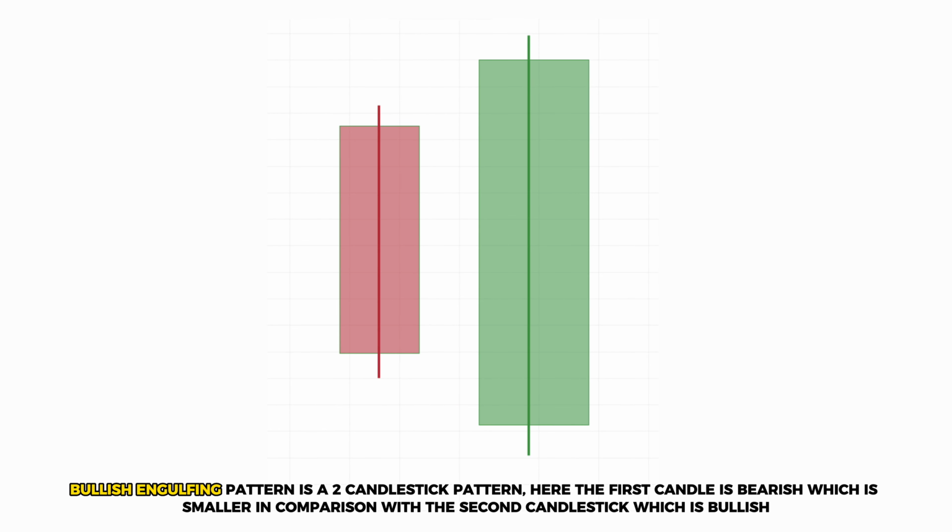Bullish engulfing pattern is a two candlestick pattern. Here the first candle is bearish, which is smaller in comparison with the second candlestick, which is bullish. This pattern is easily identified in the market.